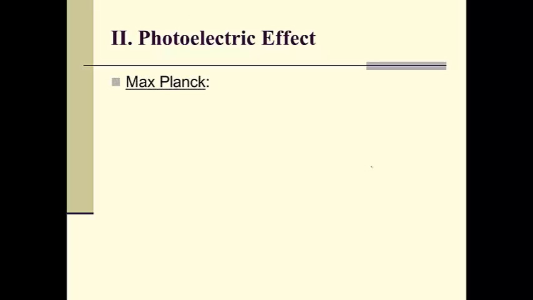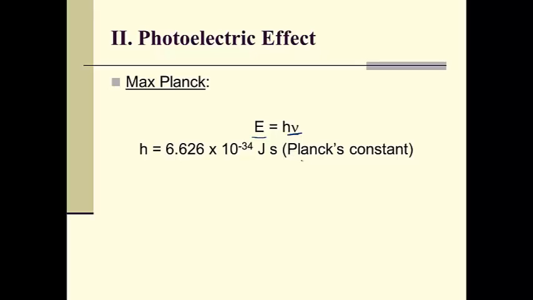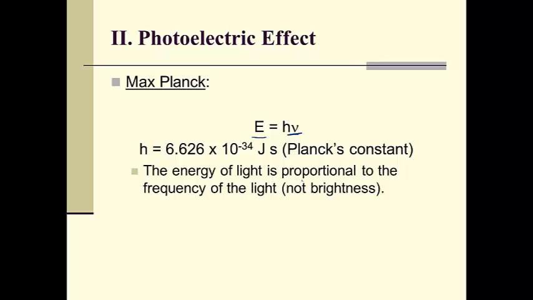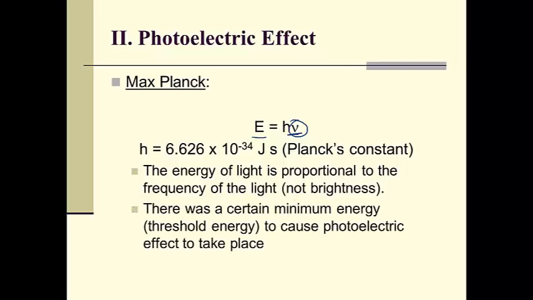So, what's the explanation? Well, a guy named Max Planck came along, and he said the energy of light is not proportional to the brightness. It's proportional to the frequency. H was known as a constant, Planck's constant. The energy of the light is proportional to the frequency of the light, not the brightness. So no matter how bright or how dim you made it, as long as you don't change the frequency, the energy is always going to be the same. Also, for the photoelectric effect to work, there's a certain minimum energy, known as a threshold energy, to cause the photoelectric effect to take place.